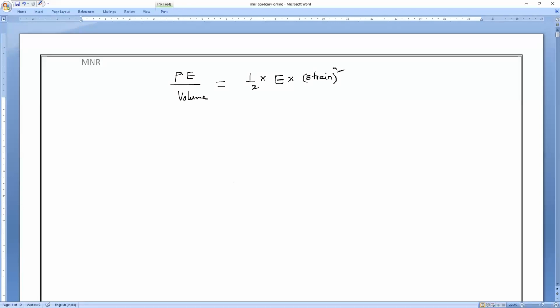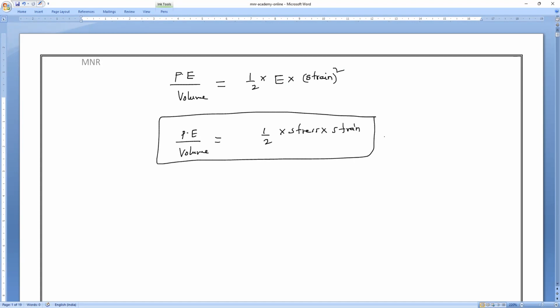And there is another formula we got, the potential energy per unit volume. The energy stored in a stretched spring is equal to half into stress into strain. So like that, we derived three formulas. Of course, this is the formula which we derived with the help of a derivation. So we studied the complete detailed derivation for a stretched spring or stretched wire.